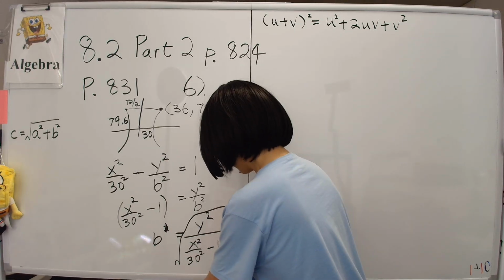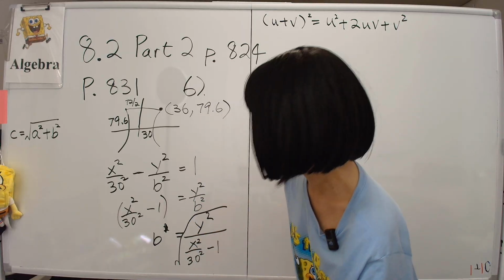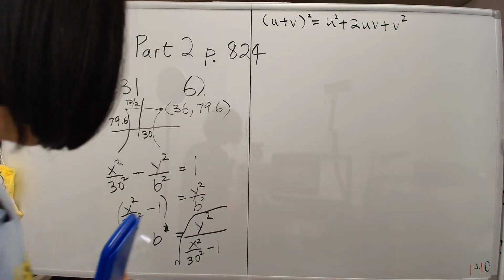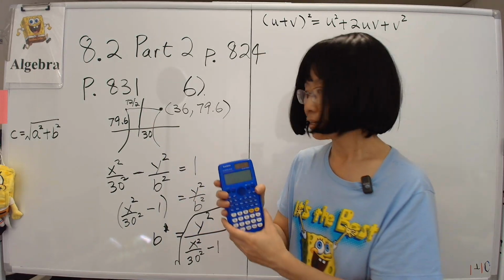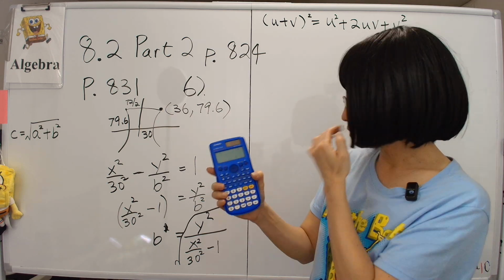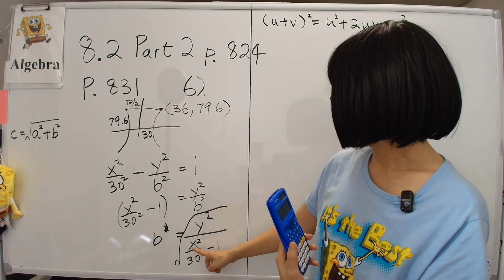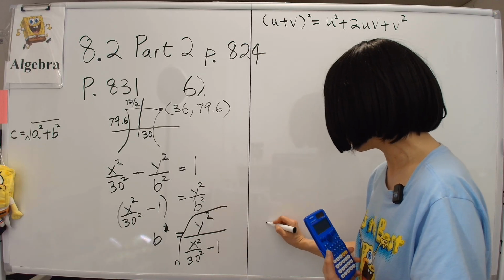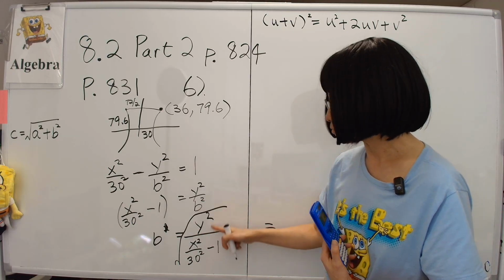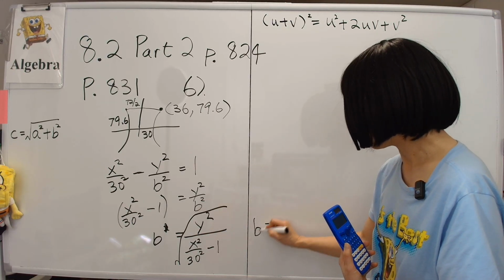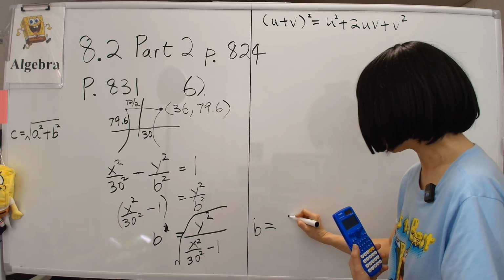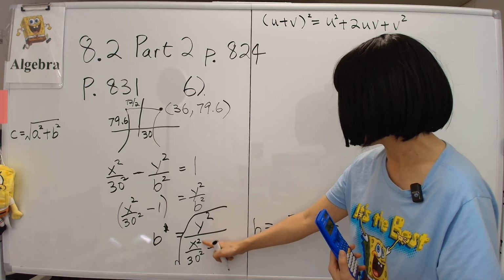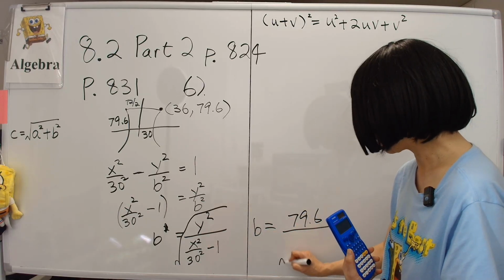So let's do that. Let's see if I can do it this way. Does that block the view? Yeah, it does. So I'll do it on the other side. I'll write it out a little better, so maybe that makes it a little more pleasant. The square root of y squared is just y, so b equals y, which is 79.6. And then for the square root down here, there's nothing we can do about it.